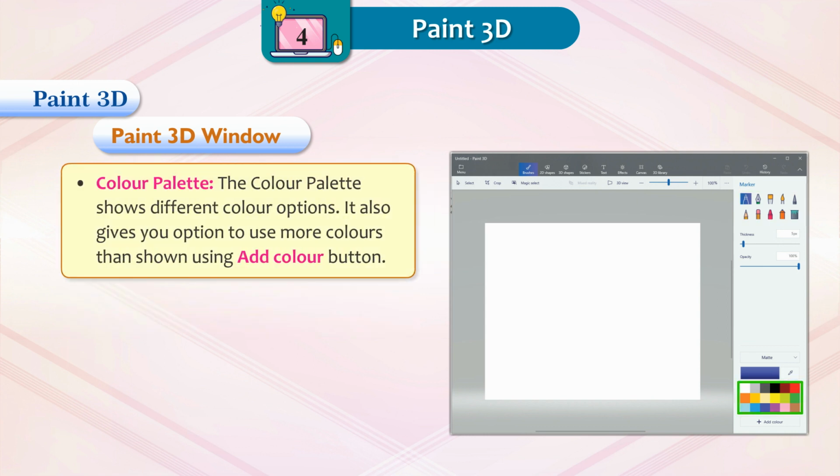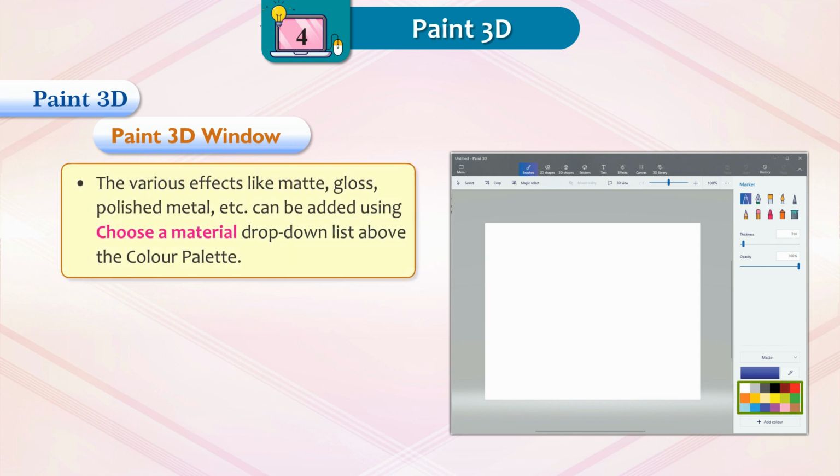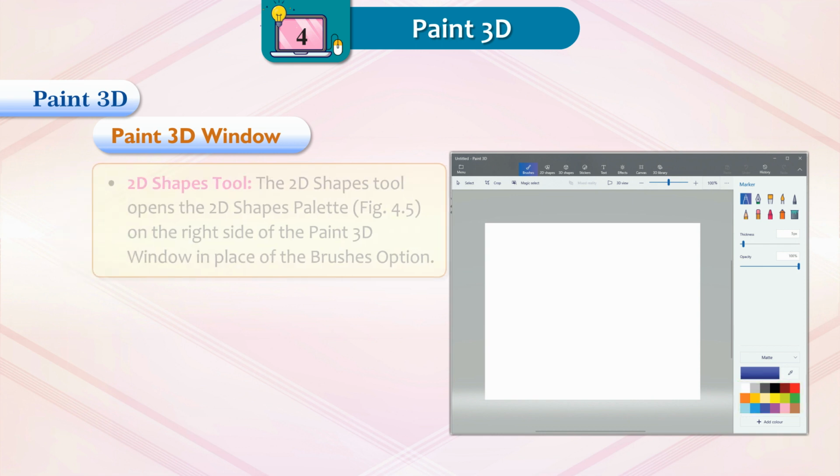Color palette. The color palette shows different color options. It also gives you the option to use more colors than shown using the Add Color button. Various effects like matte, gloss, polished metal, etc. can be added using the Choose a Material drop-down list above the color palette.